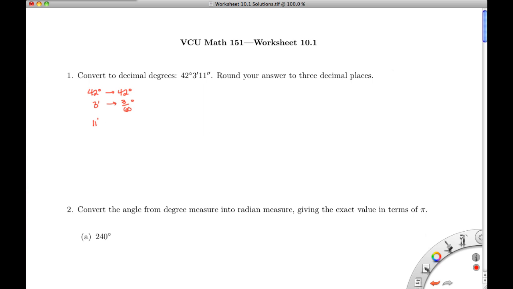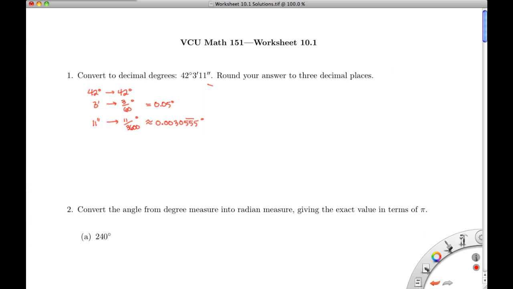Now, with the seconds, so we know that there's 60 seconds in a minute, 60 minutes in a degree, and this gives us 11 divided by 60 squared, or 3,600 degrees. So let's work on getting a decimal approximation for the minutes and for the seconds. So 3 divided by 60, that's the same as 1 over 20, so that's going to give us a decimal approximation of 0.05 degrees. And then the 11 over 3,600, it's a non-terminating decimal, so we would have to go ahead and round this off a little bit. This is going to give us 0.0030555 repeating degrees.